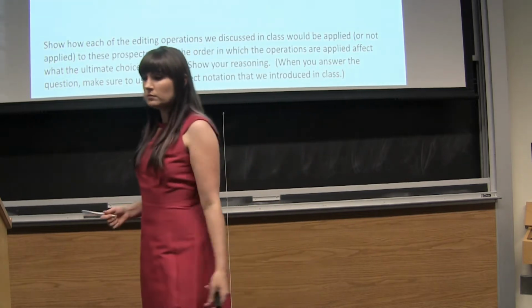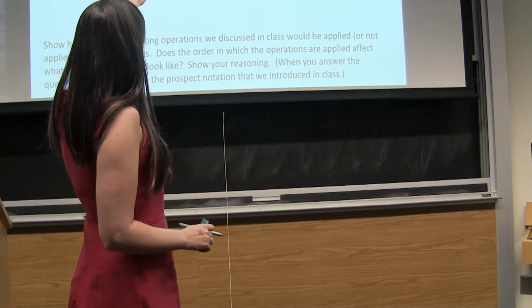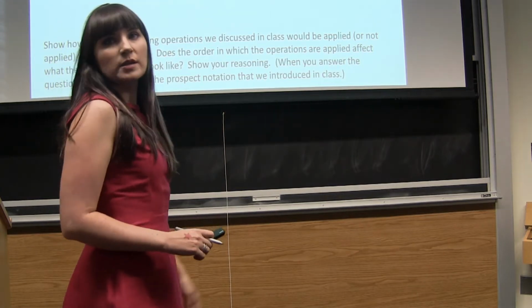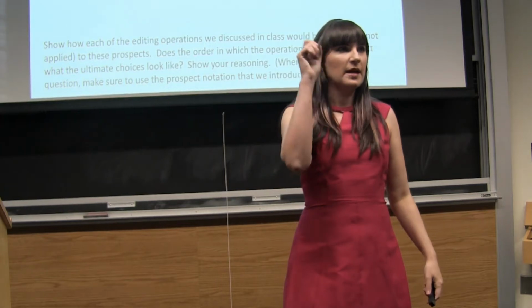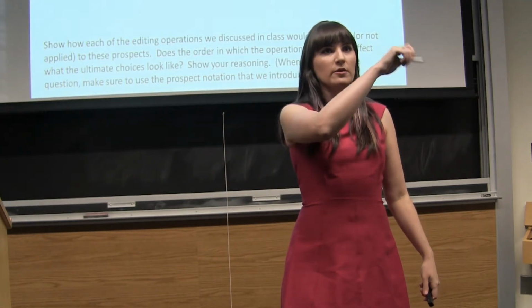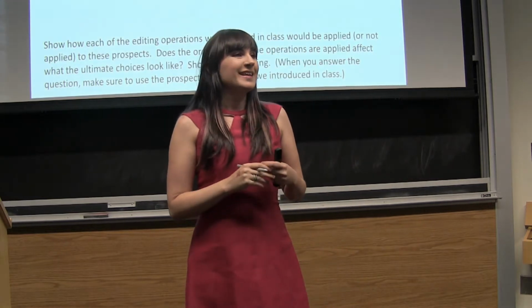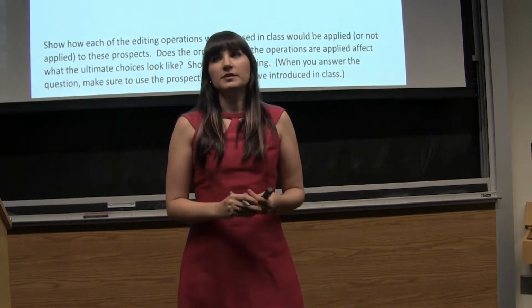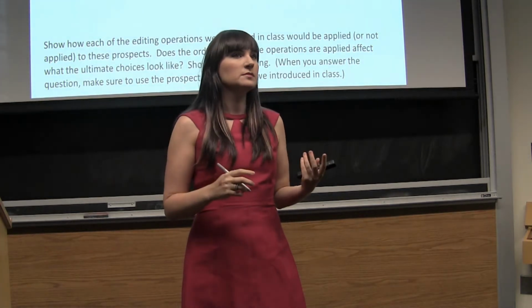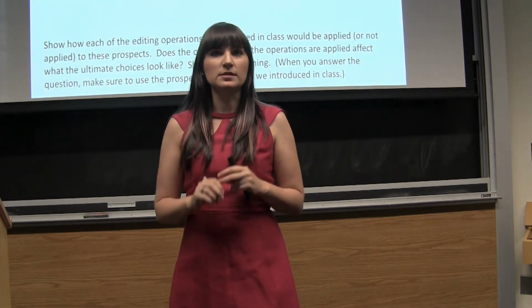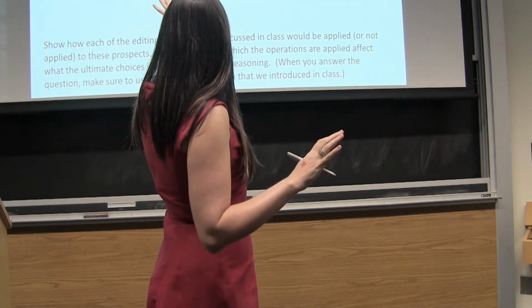So notice here, the first thing that you should notice is that I didn't give you these prospects in our typical prospect theory notation. I didn't do parentheses, outcome, comma, probability, semicolon, outcome, comma, probability, and so on and so forth, because even that notation assumes that you've already gone through at least one of these editing steps. Right? So I try to give you this in as neutral a way as possible.